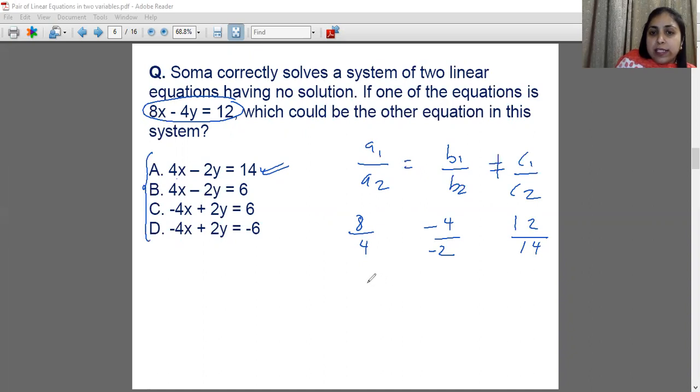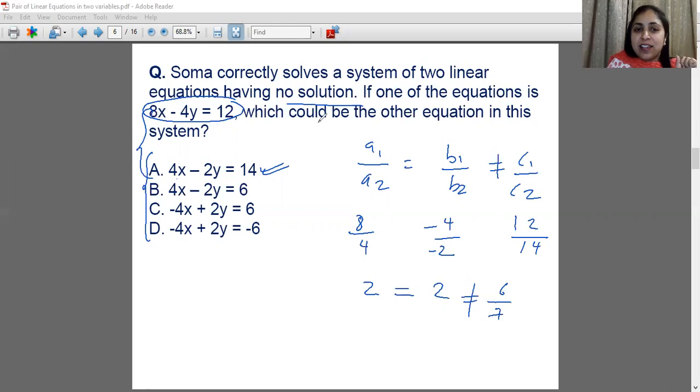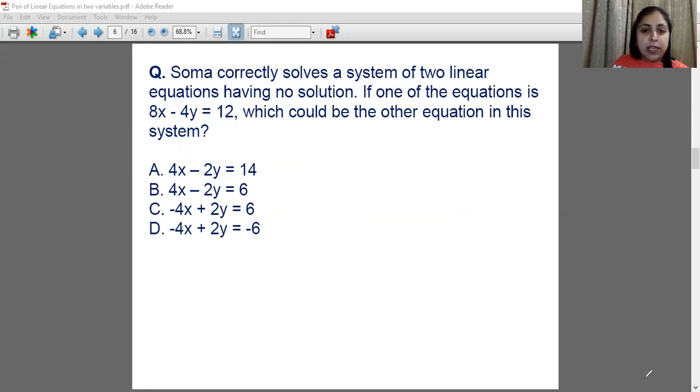Now you can check what this is: 2. This is also 2. And what is this? This is 6 by 7. You can easily see a1/a2 is b1/b2, but not equal to c1/c2. It means if we pair these two equations, we will come to the conclusion: no solutions, inconsistent system. So in this way, we can find the answers by plugging in options. Got it? So let's move to the next point.